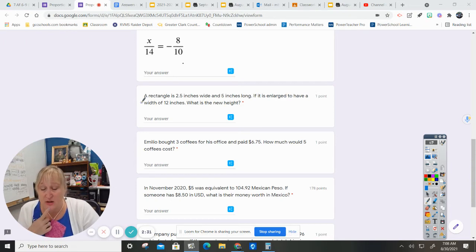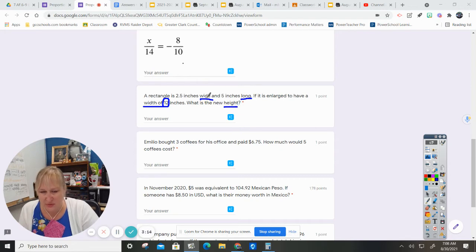So I'm going to read it first and then I'm going to underline key important information. A rectangle is 2.5 inches wide and 5 inches long. If it is enlarged to have a width of 12, what is the new height? Okay, so my first thing is, what are the things being compared? Oh, not long. Okay, so it's width and length. Okay, does it have it again? It has width. Oh, and then it has height. Wondering if that means that has to be the same thing.